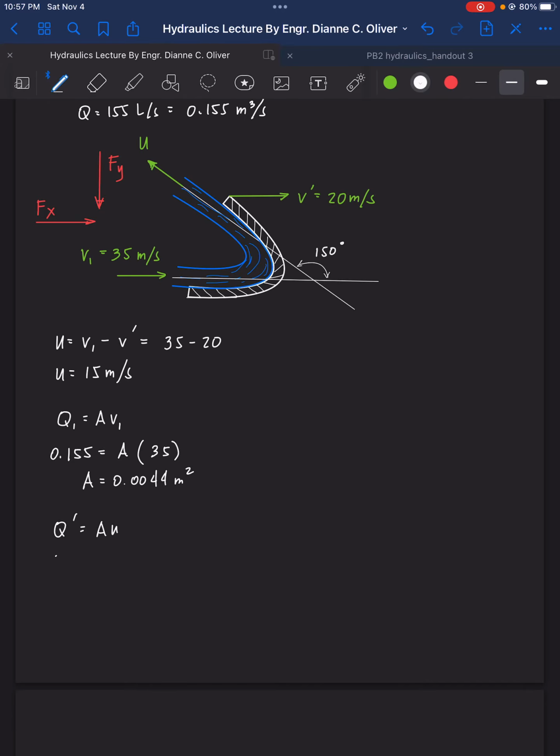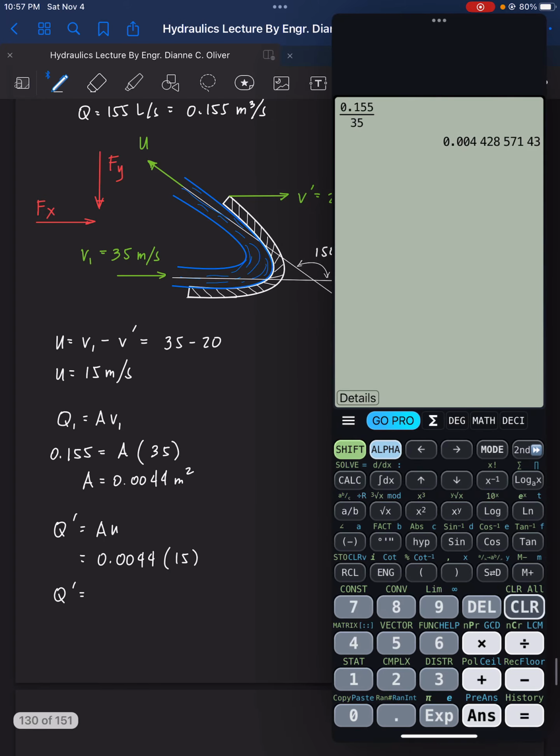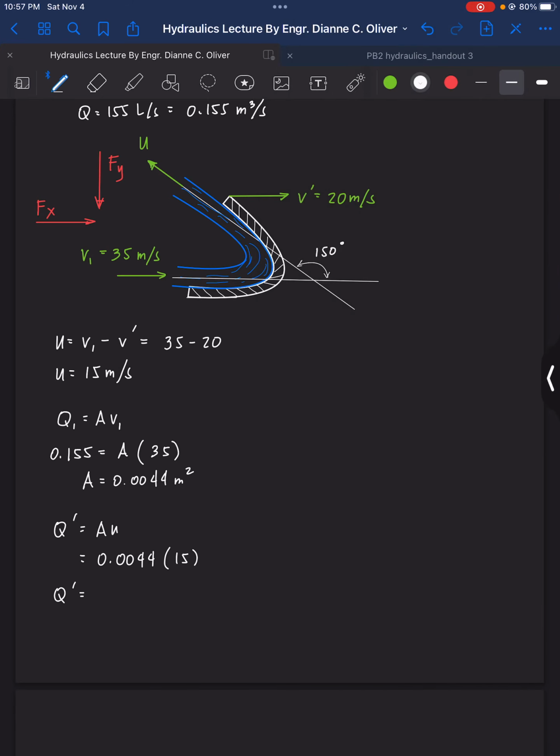Then we have now our Q prime equal to area times u. So Q prime is equal to 0.0044 times the u, which is 15. So we now have the value for Q prime: 0.0044 times 15 is 0.066 cubic meter per second.